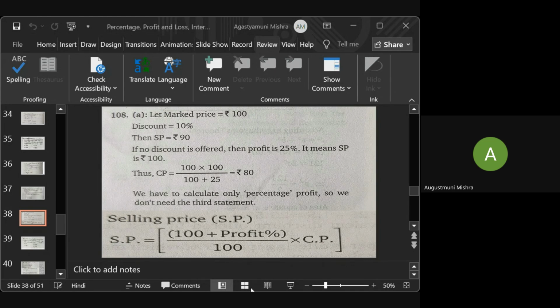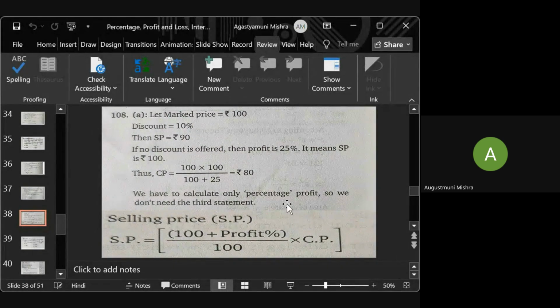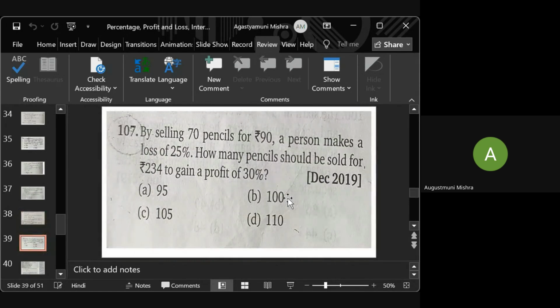Okay, I think there is no issue with this. Now I'm going to change the slide, because I have already mentioned the formula also here. So this is another question. You can start solving it.